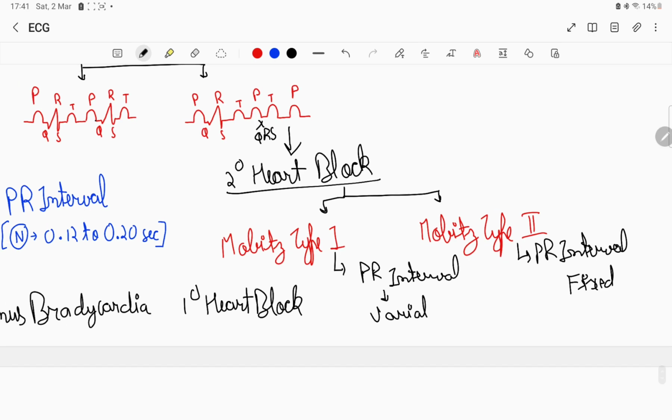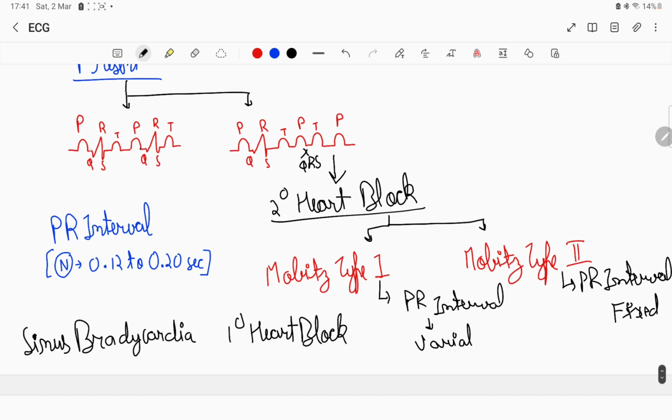Now let us talk about the condition wherein each P wave was followed by a QRS complex. In such cases, we will look at the PR interval, and we all know that the normal PR interval ranges from 0.12 to 0.20 seconds. If the PR interval is normal, then the patient is suffering from sinus bradycardia, and if the PR interval is prolonged, then the patient is suffering from a first degree heart block.